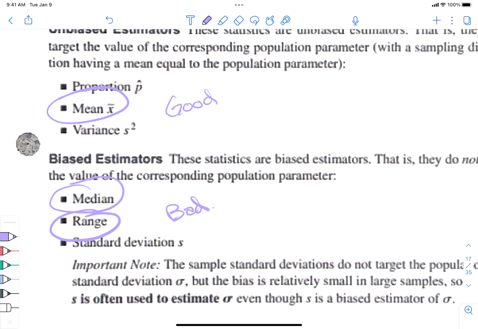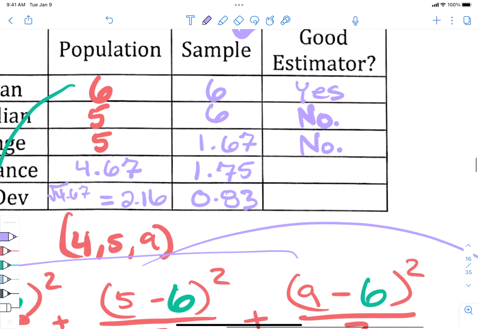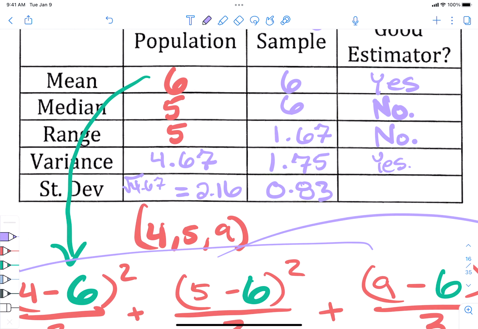Okay? Now this is where it's confusing to me. Variance versus standard deviation. They're kind of like the same number to me, but they're saying variance is an unbiased one. So variance is good, but standard deviation they say is bad, because evidently when you take the square root, it does weird things to it and makes it not a very accurate number. So they are saying variance is okay. I would say in this case 4.67 is not close enough to 1.75. But they're saying variance is a good estimator most of the time. Standard deviation is a bad one. So that's a no.